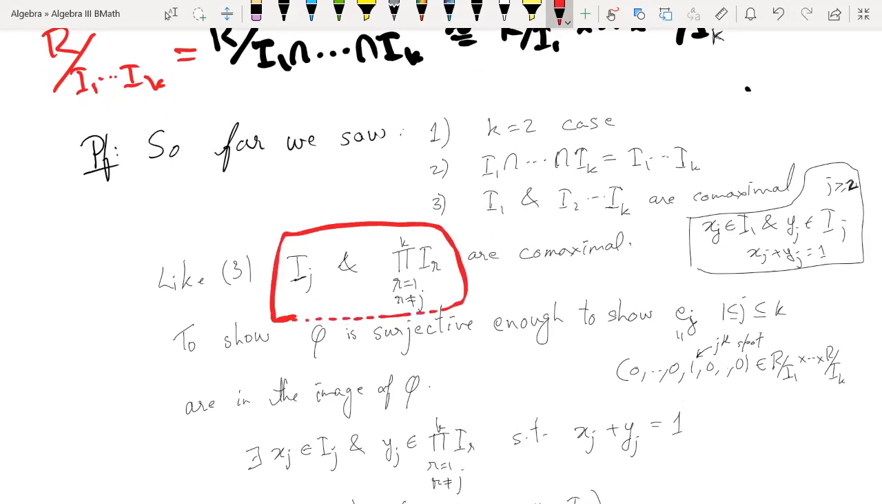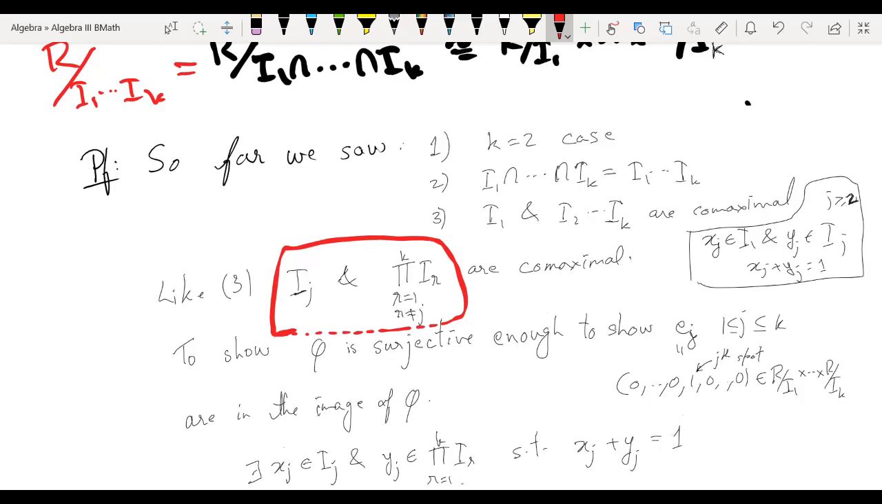So we'll use this statement. From that statement, we know that we can find an xj in Ij and yj in the product of the other ideals such that xj plus yj equals 1. So we want to find an element.